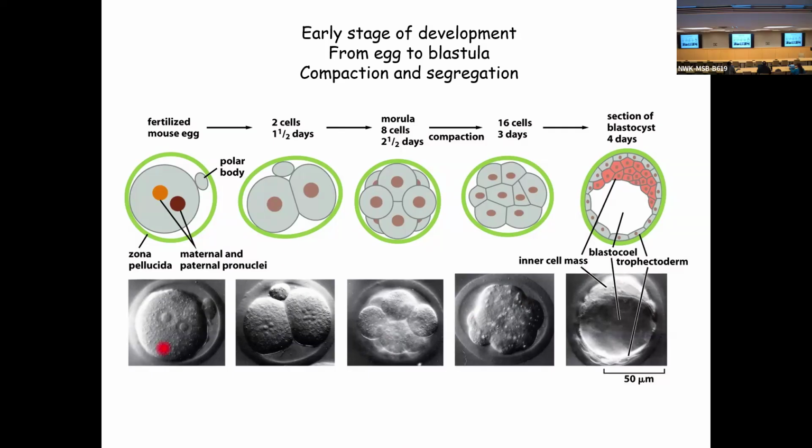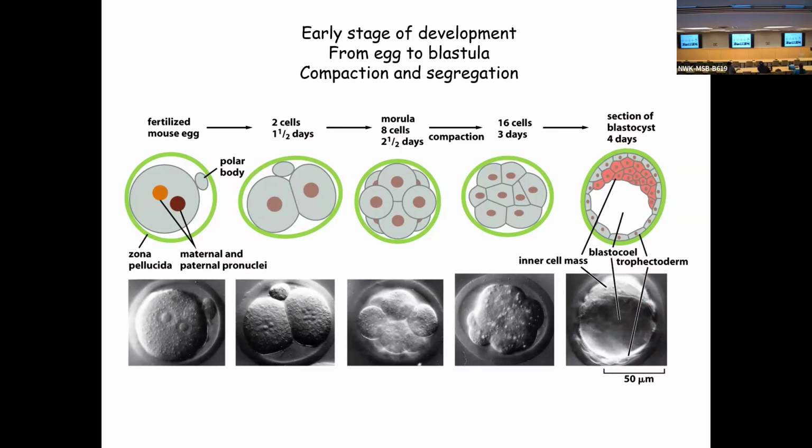And then this process of compaction triggers another process, which is segregation. Here, all the cells are identical, but here you can see morphologically that there are differences. So there are two main layers here. In development, everything is about layers, okay? So we have an external layer called trophectoderm, this one here in light blue, and then an internal layer, which is called inner cell mass.